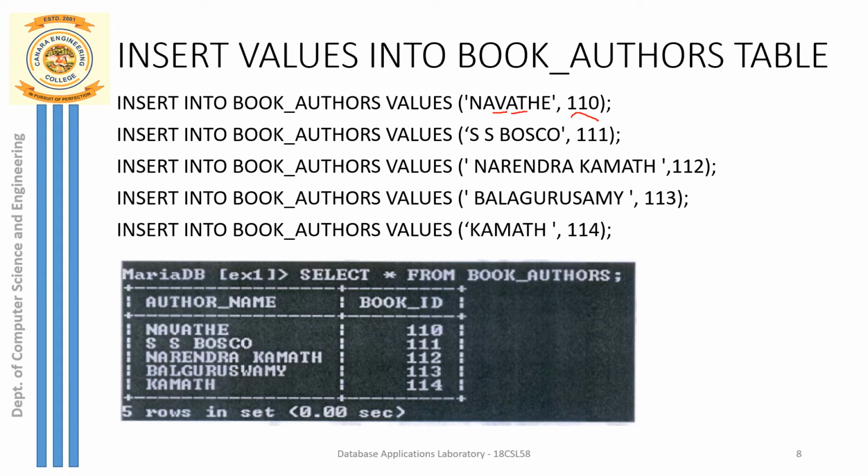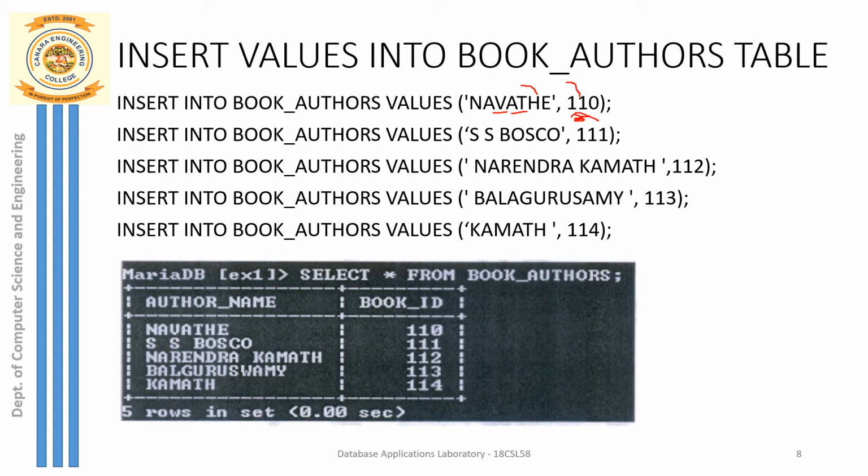Both of them have been derived from which table? The author name has been derived from the author table, and the book ID has been derived from the book table. So whatever values you entered in the book table, the same values you are supposed to use over here to enter into the book authors table. You cannot use new values, the same values must be reused here.